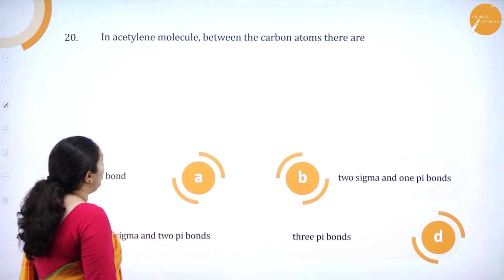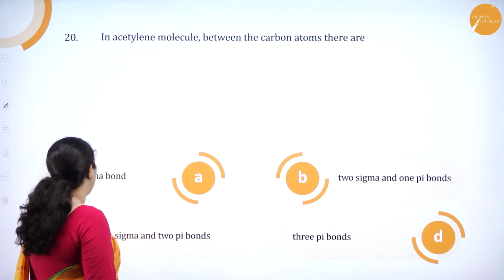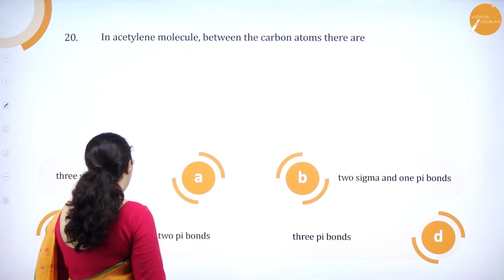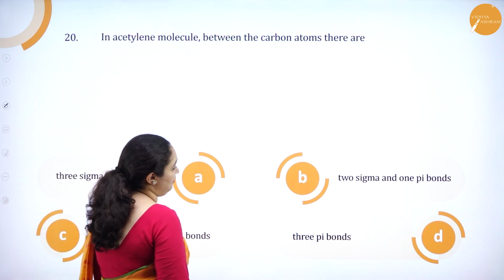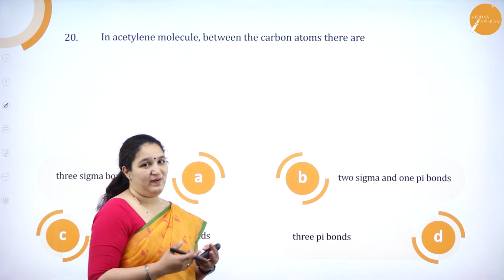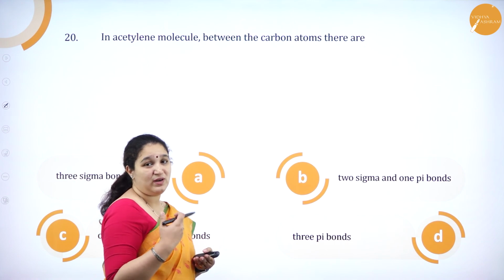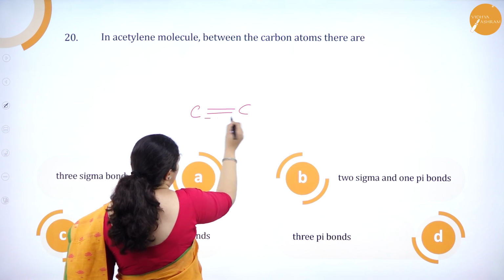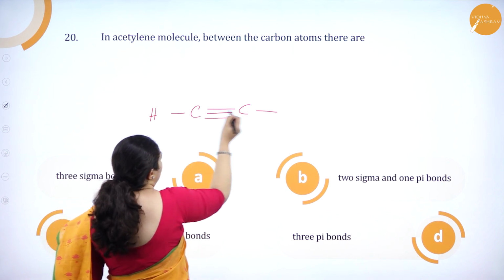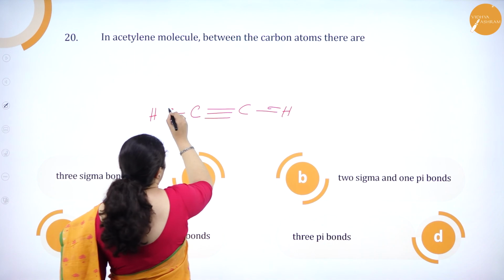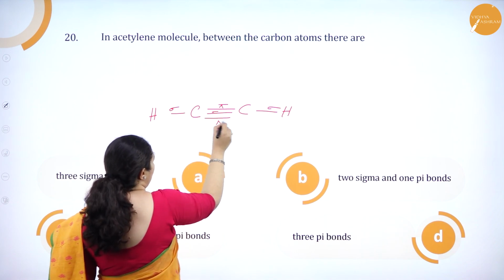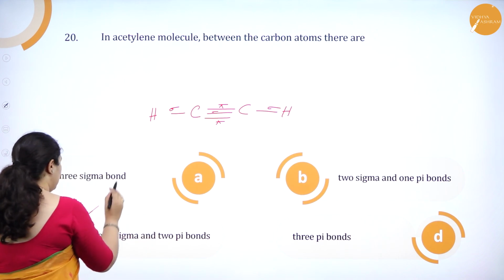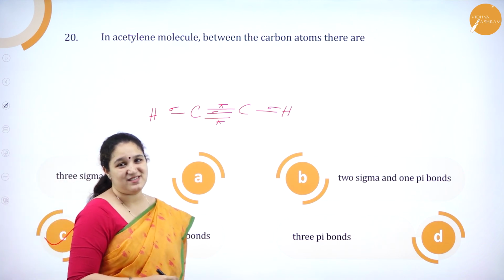Okay. Next question, and the last question of this part. In acetylene molecule, between the carbon atoms, there are 3 sigma bonds, 2 sigma bonds and 1 pi bond, 1 sigma bond and 2 pi bonds, or 3 pi bonds. We know that whenever there is a triple bond, one should be a sigma bond and the other 2 should be pi bonds. So in acetylene, between the 2 carbon atoms there is a triple bond, one is sigma, and these two are pi. So it is 1 sigma bond and 2 pi bonds. So option C is the right answer.